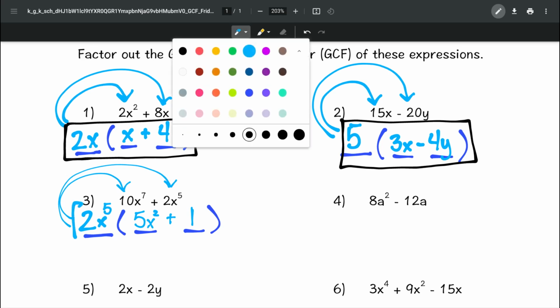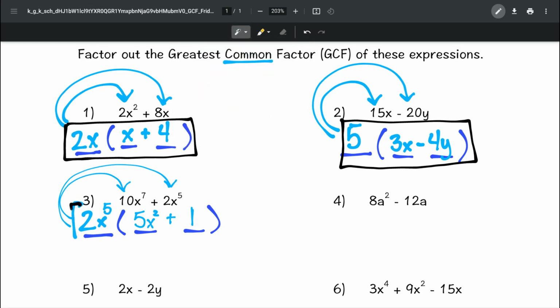So now I have myself a fully factored expression: 2x to the 5th on the outside, 5x squared plus 1 on the inside.